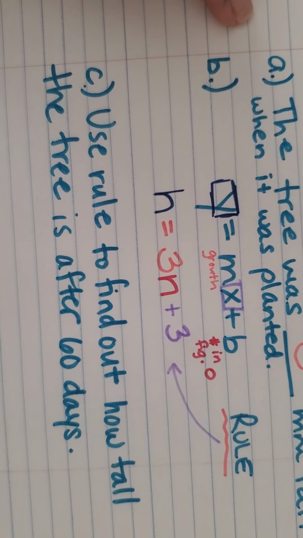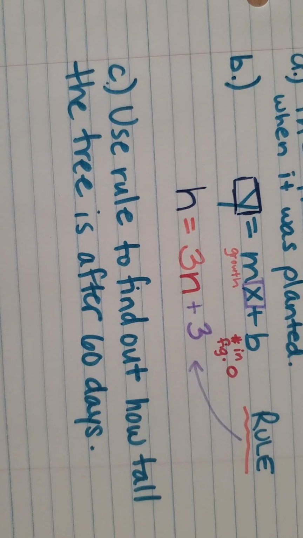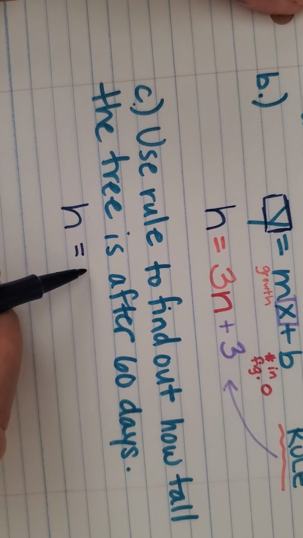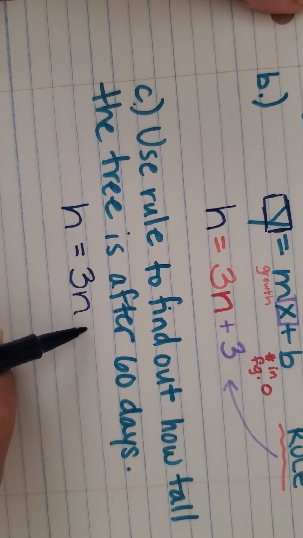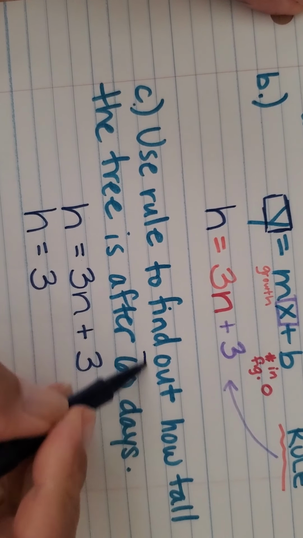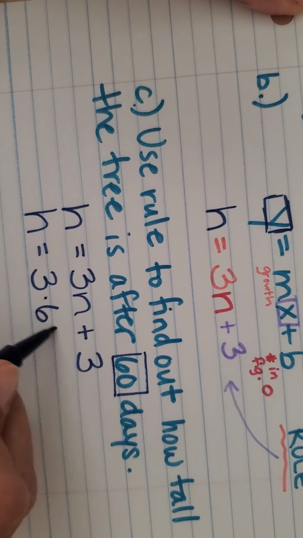And the very last thing we need to do is use that rule to find out how tall the tree is going to be after 60 days. I don't want us to sit there and complete a graph all the way to day 60. I don't want us to make a table all the way to day 60. We have a rule. We have a formula that's going to answer that question for us. So we said the height of the tree is equal to 3 times the number of days plus 3. So all I need to do is find the height of the tree by replacing the N with 60 and solving.